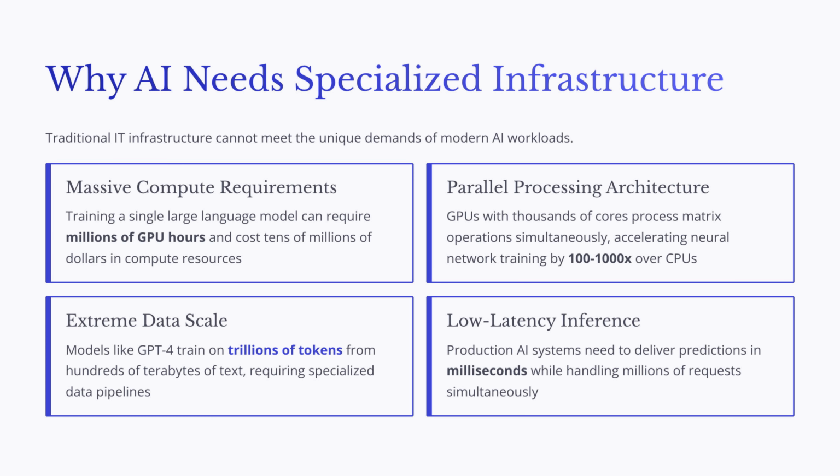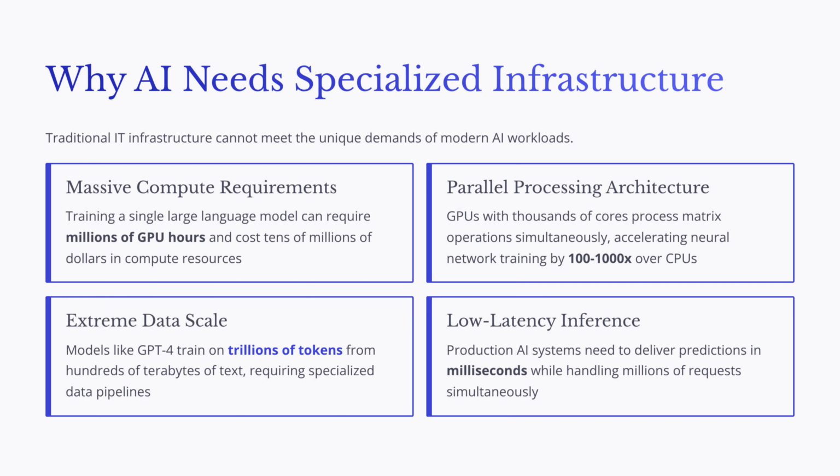Traditional IT infrastructure was never designed to meet the colossal demands of AI. The difference is not incremental, but exponential. Training a single frontier model like GPT-4 can consume millions of GPU hours and tens of millions of dollars in compute costs. General purpose CPUs, built for sequential processing, crumble under such workloads. Instead, GPUs with thousands of parallel cores accelerate matrix multiplications by factors of 100 to 1000 times, making deep neural networks feasible. But it's not just compute.